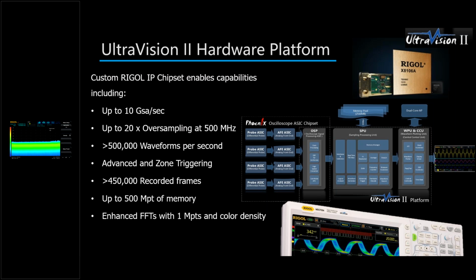Let's talk for a second about the oscilloscope. Here we're using a 7000 series oscilloscope that is built on RIGOL's own UltraVision 2 hardware platform with our own RIGOL IP chipsets included. This brings a couple of important factors to bear on this application. Most notably, we can get up to 10 gigasamples per second, which is an incredible 20x oversampling on our 500 megahertz bandwidth. Most of the signals we're going to be working with are just below 500 megahertz, and we're going to be oversampling to get the most out of that signal.